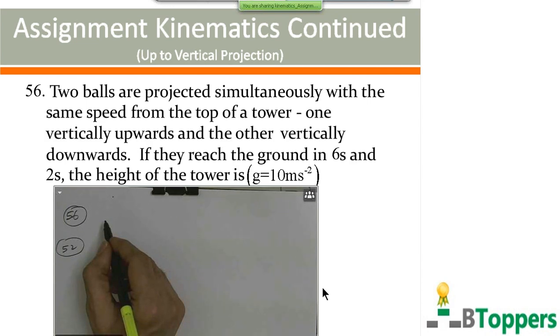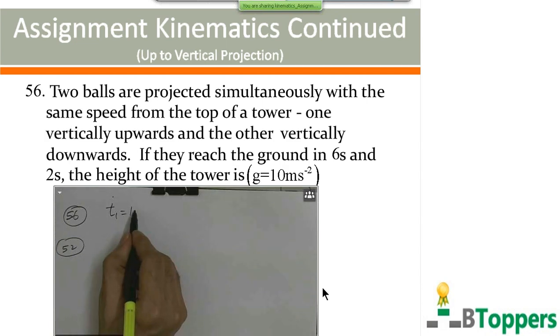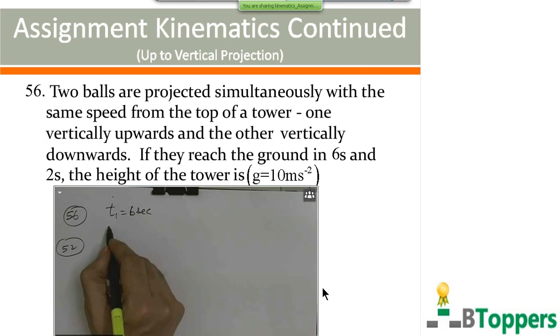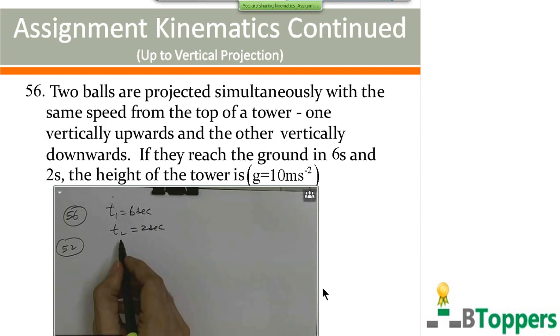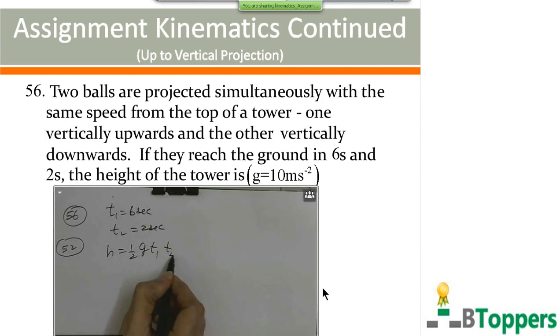So in general, if two bodies are projected simultaneously from the top of a tower with the same initial speed u, one vertically upwards and the other vertically downwards, and if t1 is the time taken by the first body, which is projected vertically upwards, to reach the ground, and t2 is the time taken by the second body, which is projected with the same initial speed in the downward direction, to reach the ground, then the height of the tower is given by h equal to half g t1 t2.